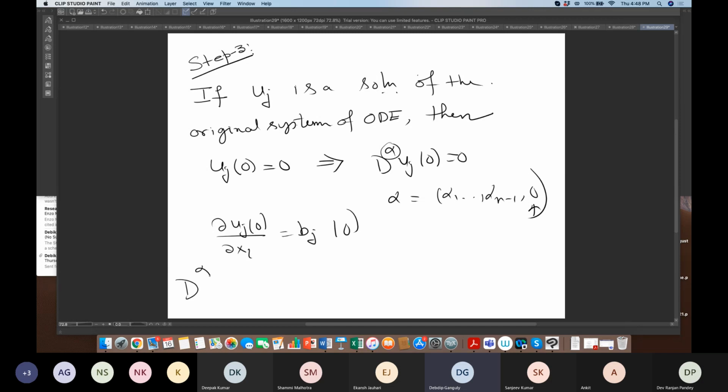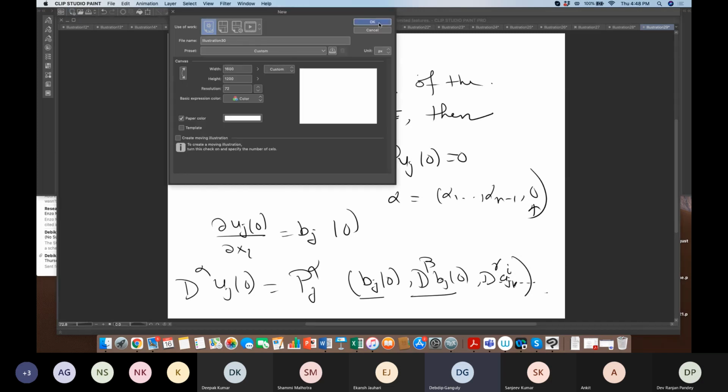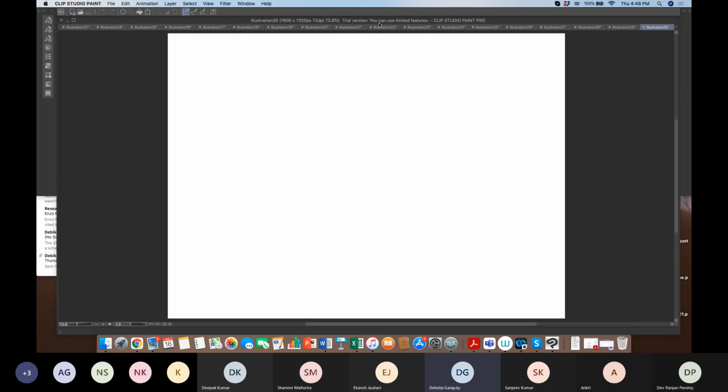In general, I can write d alpha uj at 0 is a polynomial in the derivatives of bj at 0, d beta. It's complicated. I am not writing that. So you can write in general the same thing: u prime, u double prime, u triple prime at t equals 0 is a polynomial in f0, where you have d beta of bj, then d gamma of a i j k, and all those things will be there. Same thing, you can check that.